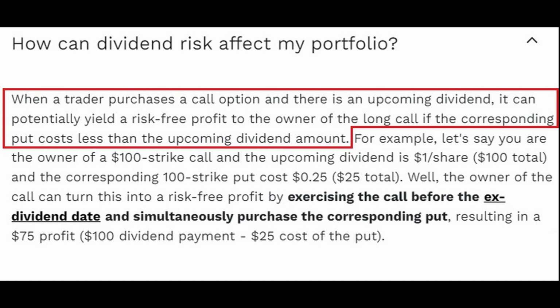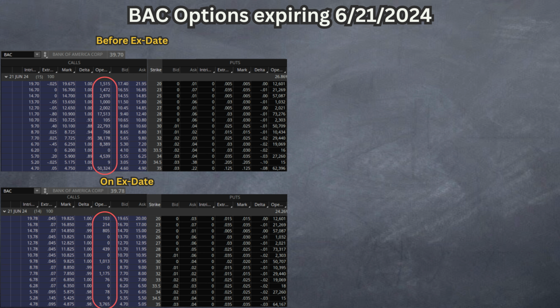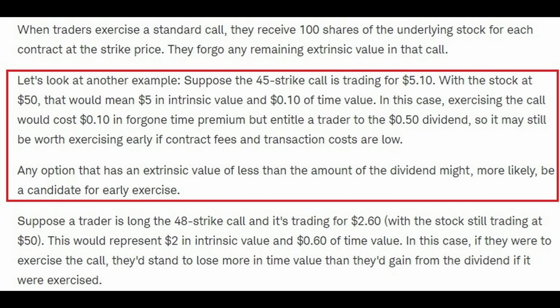And that's what happened if we look at the June 21st option chain, where early exercise was actually optimal. But of course, some contracts remained open due to people not making the optimal trade. And what's even more surprising is some companies are suggesting it's optimal to exercise an option early if the time value is less than the dividend.